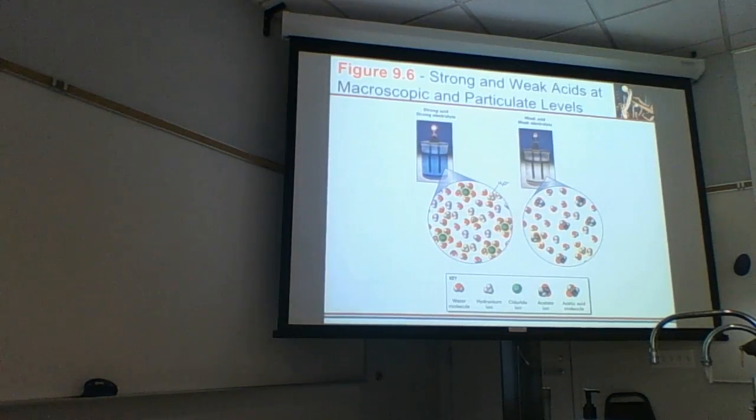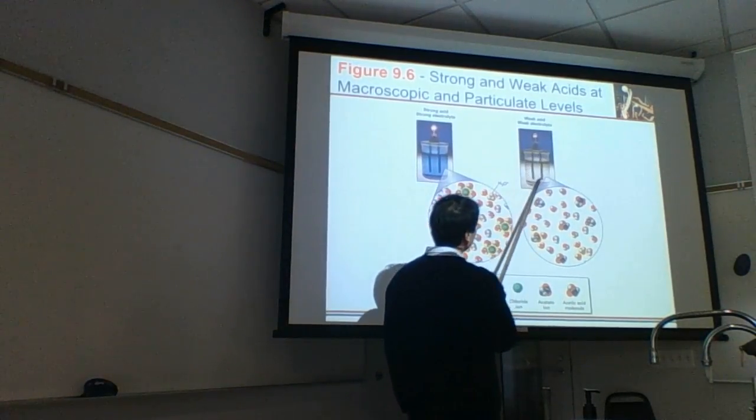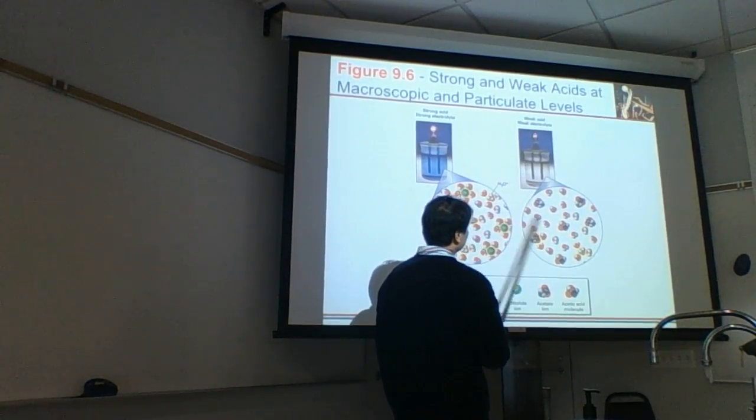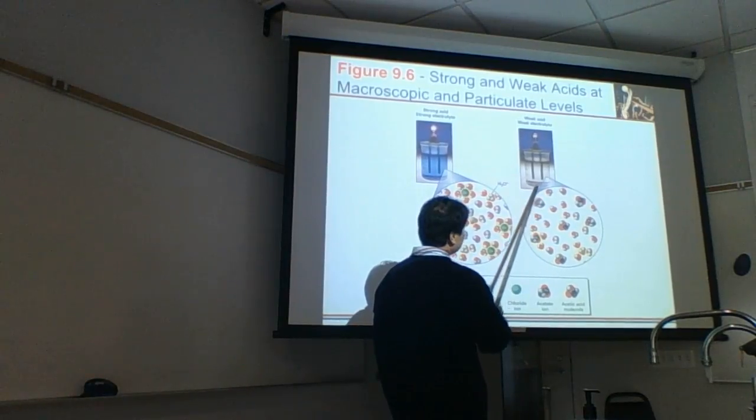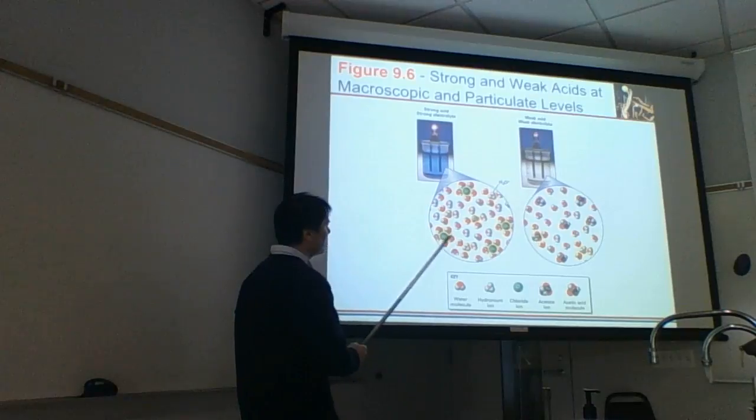So what are we looking at here? A comparison of strong versus weak acid. Here, this is strong acid in the beaker. You can see the light bulb's pretty bright. Here's a weak acid with the same concentration. So weak acid only partially ionizes. Strong acid completely ionizes, so it's going to form a lot more ions here.